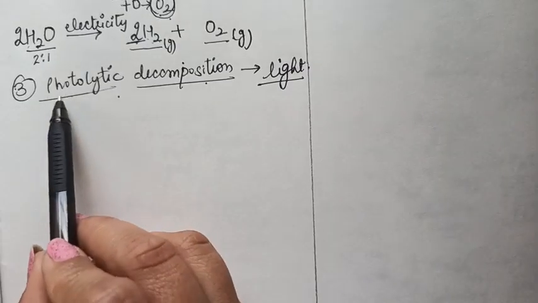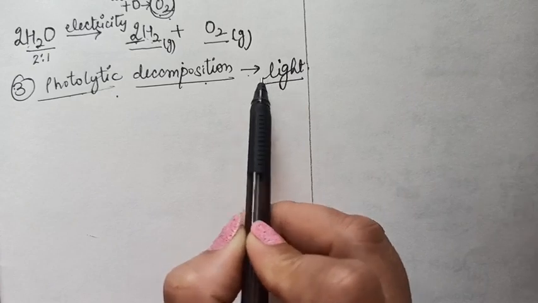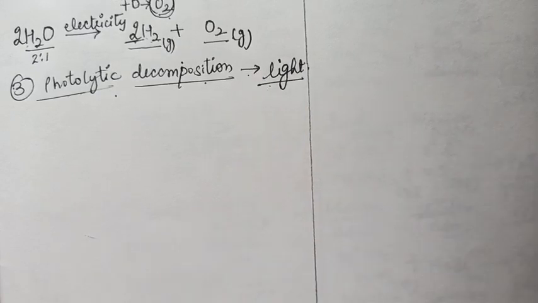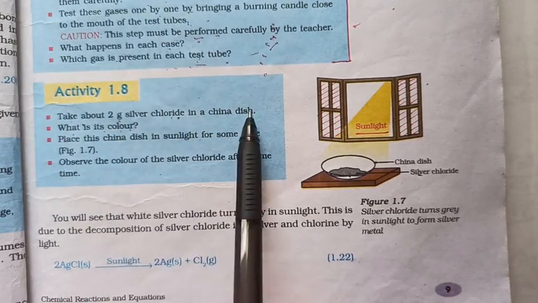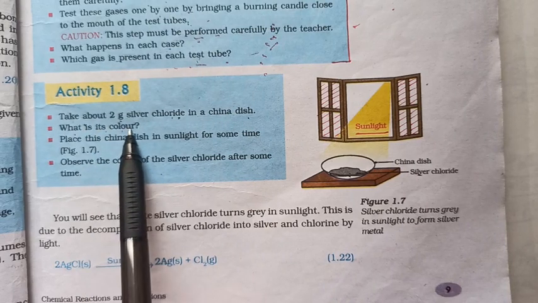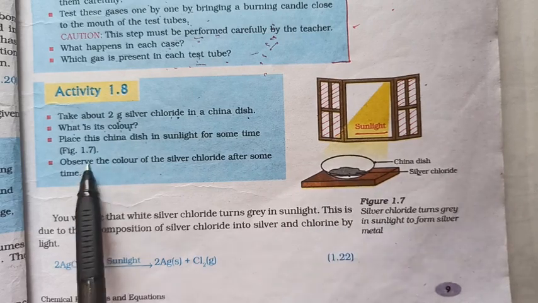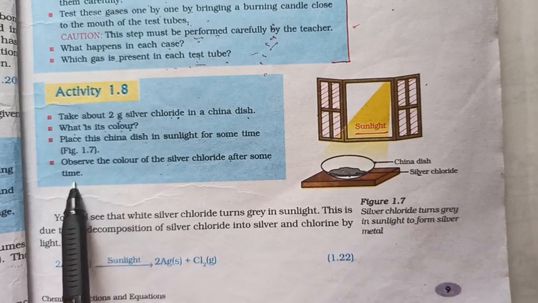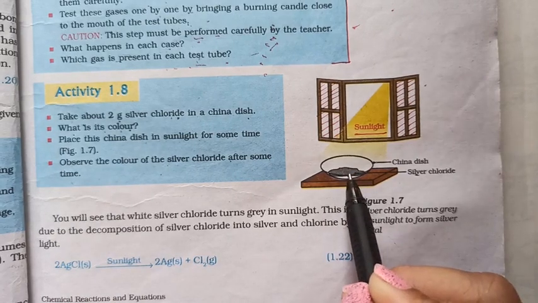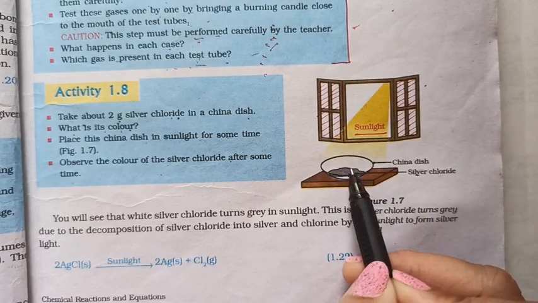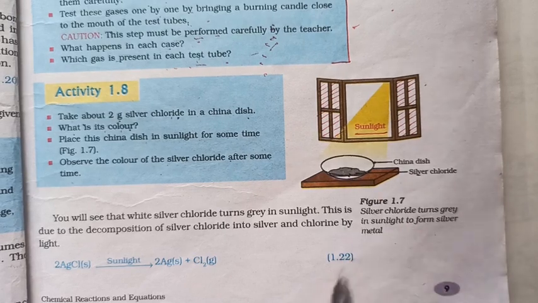We will do the third type of decomposition reaction, that is photolytic decomposition, in which we supply energy in the form of light. See this activity. Take about 2 grams of silver chloride in a china dish. What is its color? It is white. Place this china dish in sunlight for some time, okay, and observe the color of the silver chloride after some time. It will turn grey. From white it will turn grey due to the presence of light. On coming in contact with light, it gets decomposed.